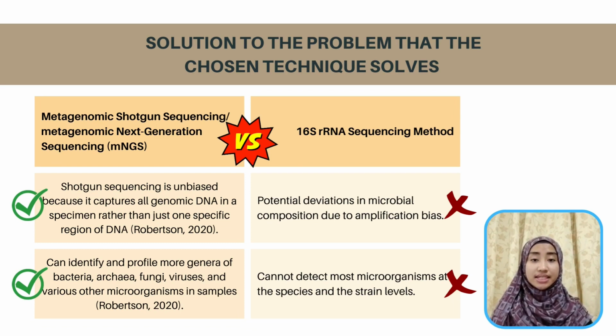Unlike 16S, shotgun sequencing is unbiased because it captures all genomic DNA in a specimen rather than just one specific region of DNA, as in the application of the 16S rRNA sequencing method. Thus, shotgun sequencing can identify and profile more genera of bacteria, archaea, fungi, viruses, and various other microorganisms in samples that are useful for microbiome research.